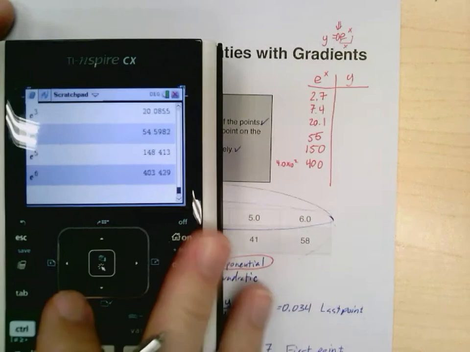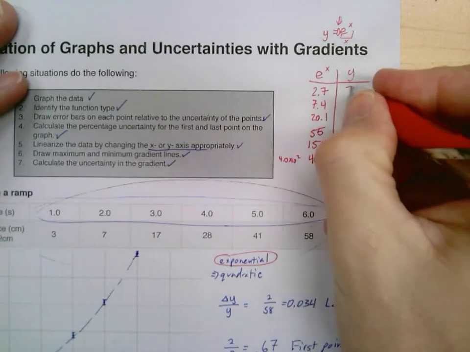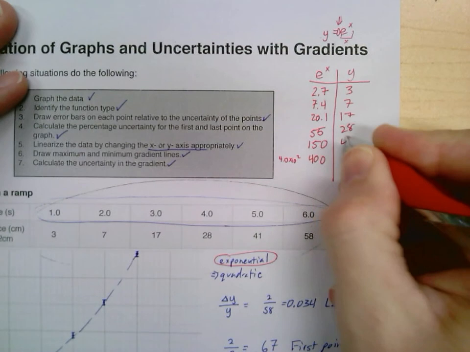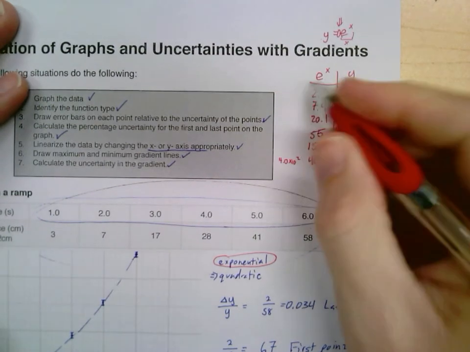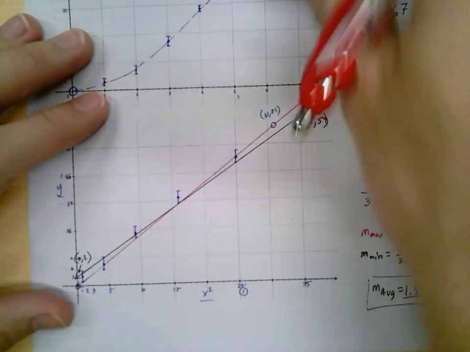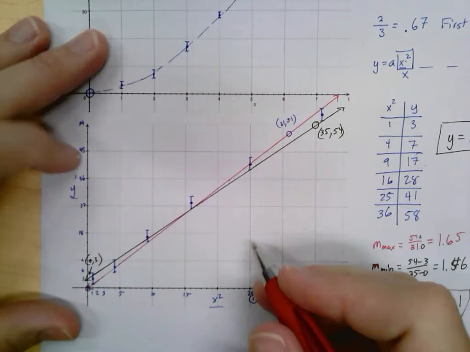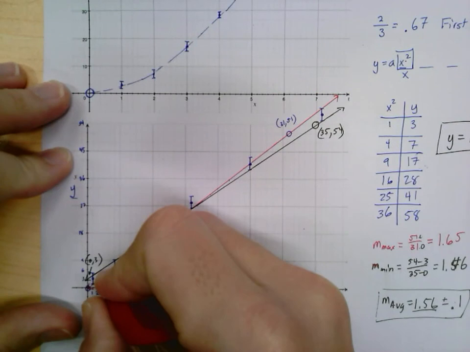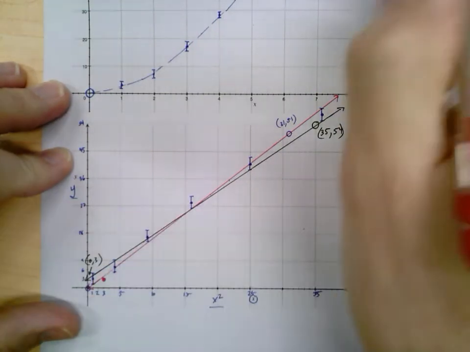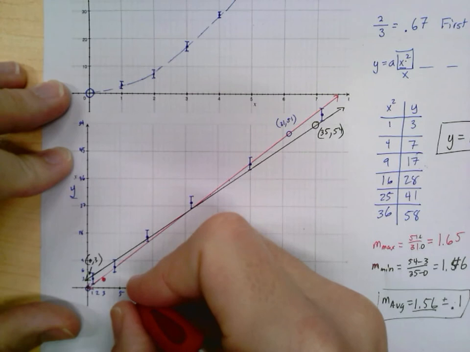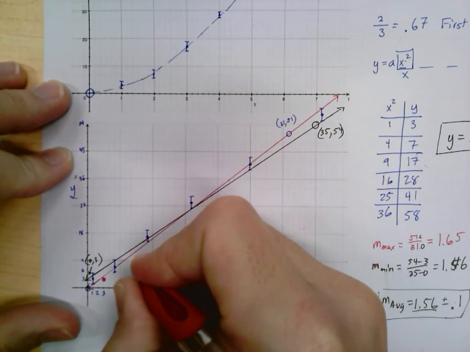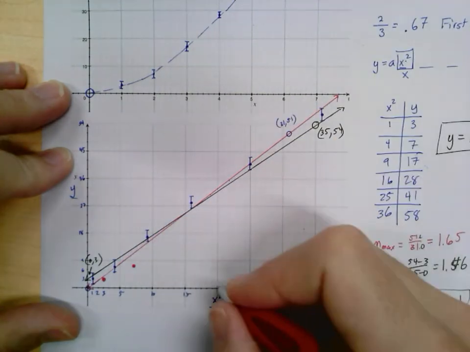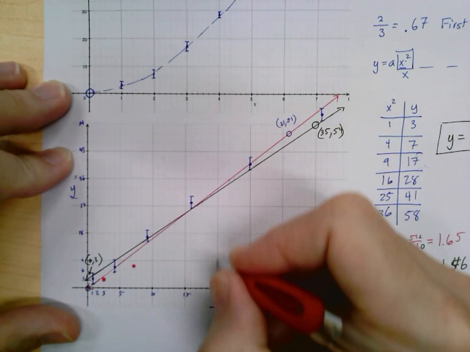Now I put in the y values. So the y values, remember, were 3, 7, 17, 28, 41, 58. Now, when I put these points on my graph, okay, so you've got those on your paper. I'm going to go ahead and put them on my graph now. So if I go to 2.7, 3, so that's somewhere around here, and then 3, that would be my first point. Okay, 7.4, 7 should be somewhere around here. That's looking all right. And then 20.1, 17, so 20, 17, which should be somewhere around here.